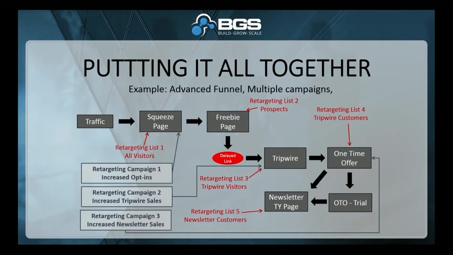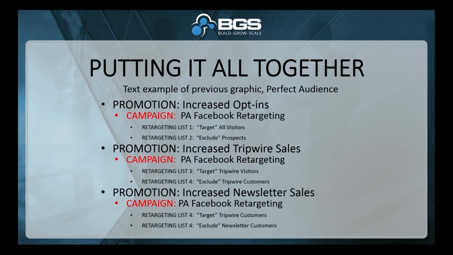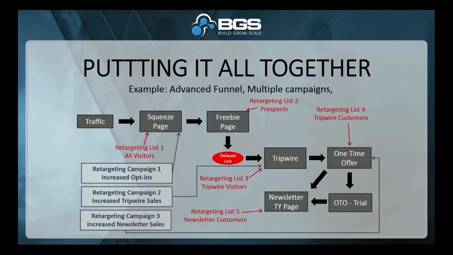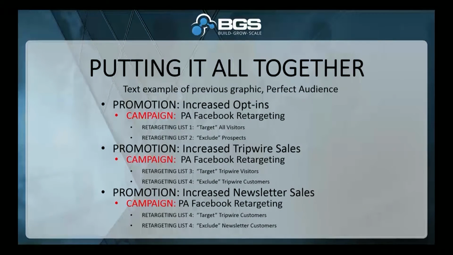Good deal. So here's an example of how you can put it all together. So this is using Perfect Audience. This is an example of the previous campaign, the previous graphic we just showed of this one. And we're just showing it written out, okay? So promotion number 1 was to increase the opt-in rate, right?